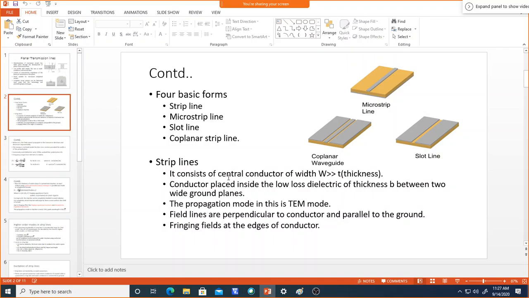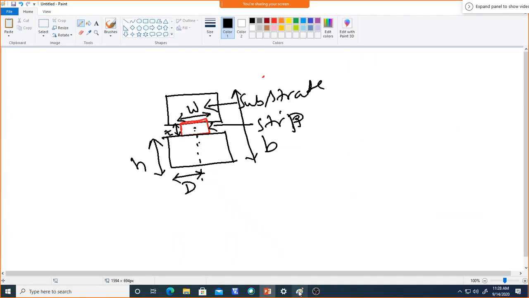Now as I said, it consists of a central conductor of width W, which is far greater than T. This condition should be met so that efficient power transfer from port 1 to port 2 is achieved. The conductor is placed inside a low loss dielectric of thickness B between two wide ground planes. There are two substrates, and on both sides there will be a ground plane. And now, how the fields will form in this one.